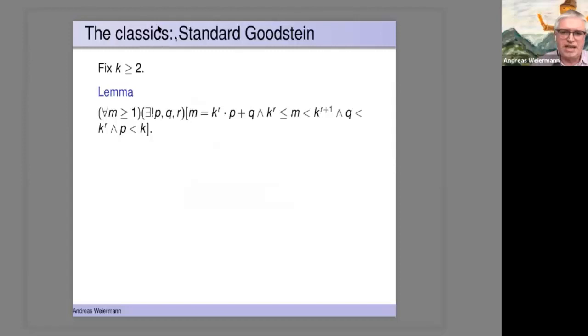Anyway, one can write every number m in a unique way in this form. It's an exponential representation. And in doing so, I say that m has a k normal form, k to the r times p plus q.